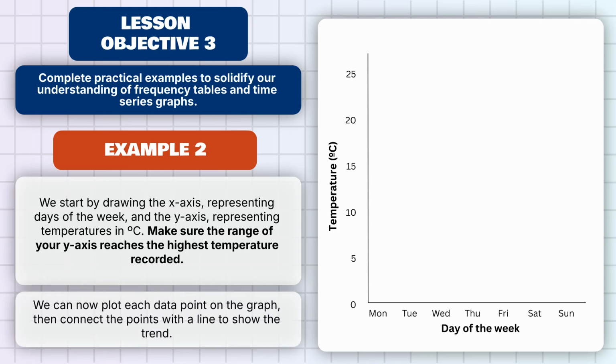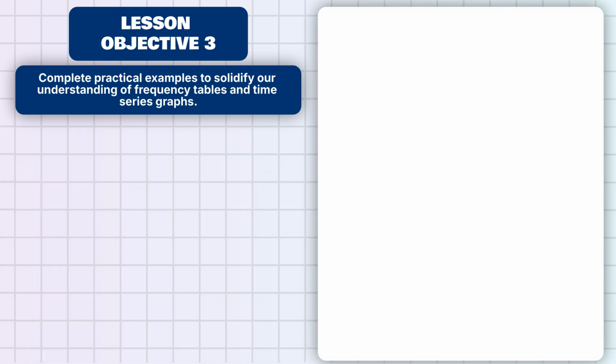We can now plot each data point on the graph, then connect the points with a line to show the trend. You can now easily observe how the temperature fluctuates throughout the week. Let's do one final example.